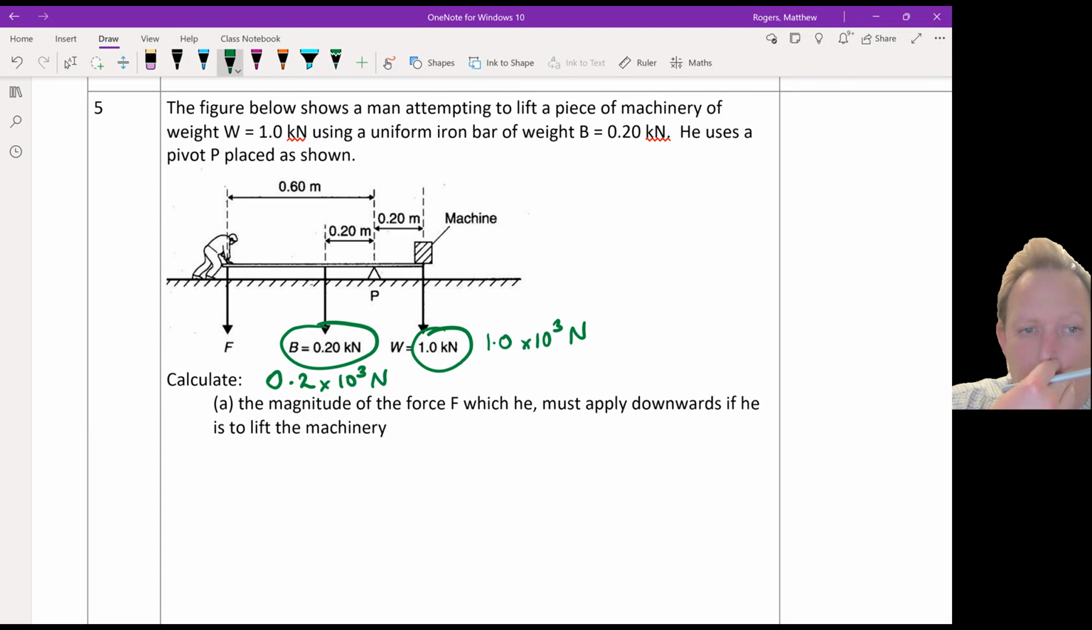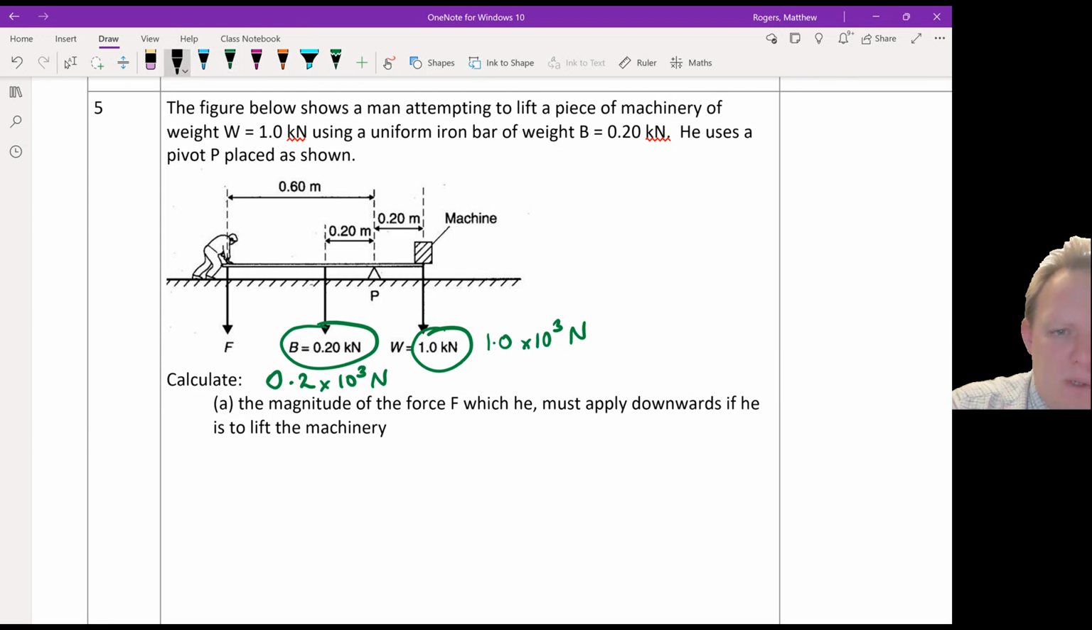Numbers written like this in maths are not acceptable because this number should be bigger than 1, but in physics this is absolutely fine. He uses a pivot placed as shown. Calculate the magnitude of the force which he must apply downwards if he is to lift the machinery.